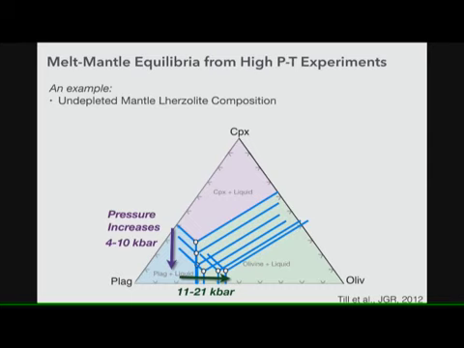And we can make linear regressions, for example, of how that melt composition evolves based on that intensive variable.